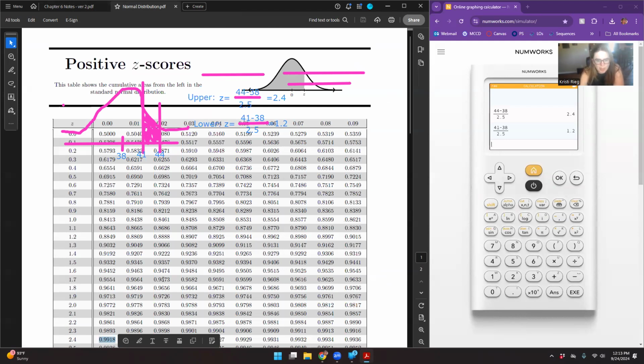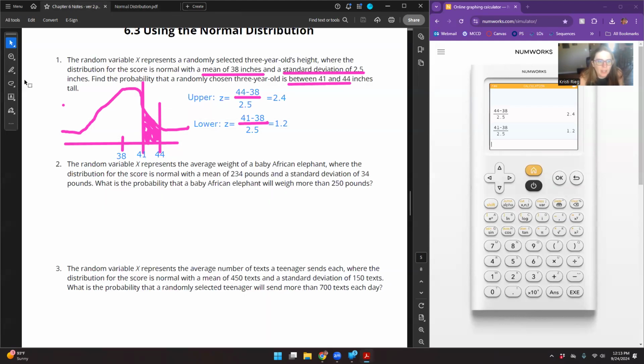I'm going to write that down so I can type it in a minute. And 1.20 is 88.49. Going back here, getting my text back. So this is going to tell me that the area for the upper was 99.18. And this tells me that the area for the lower is 88.49.